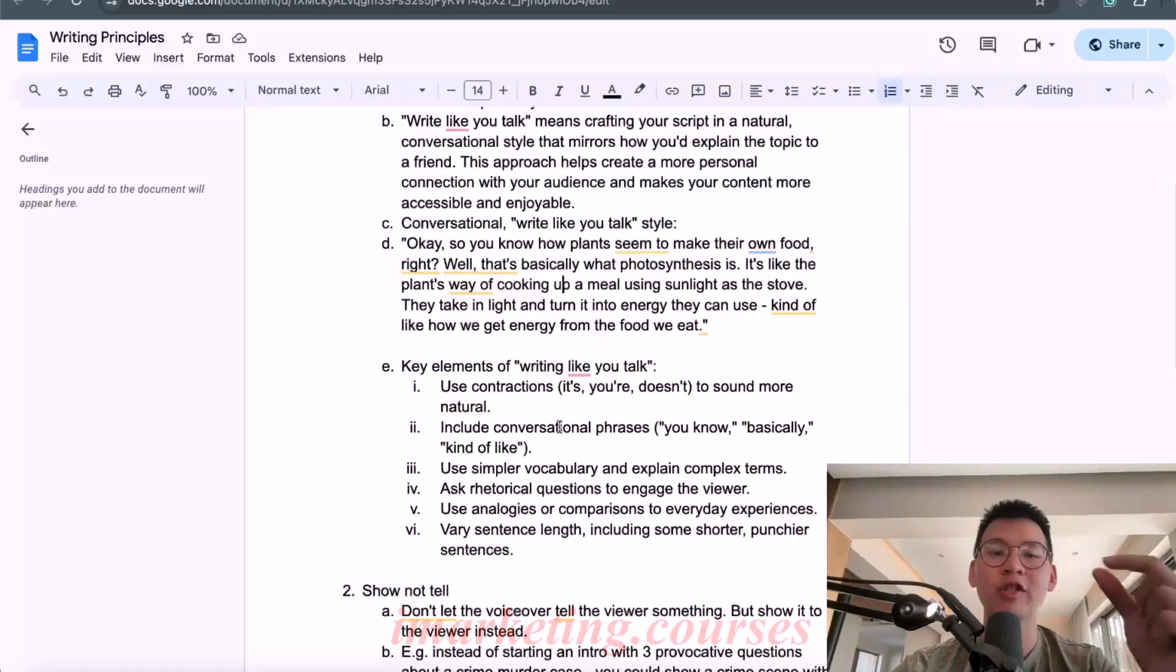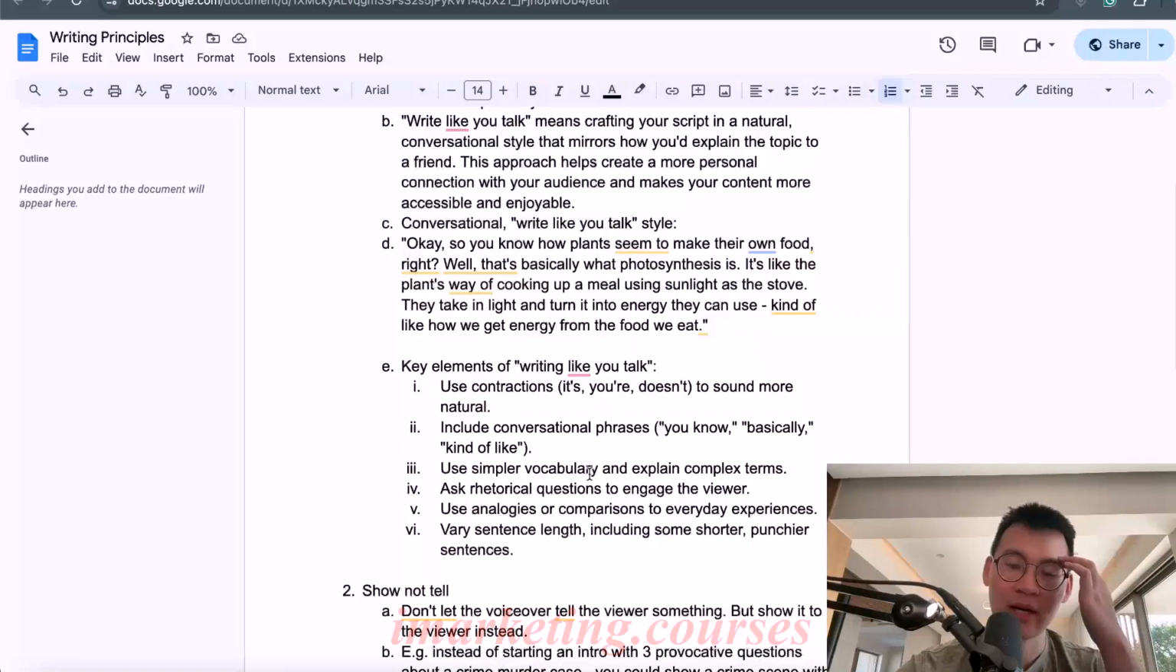So if I were to break down specifically the elements of writing like you talk, you need to, number one, use contractions, like you're, doesn't, to sound more natural. So instead of you are or you will, you replace it like that. Number two, include conversational phrases, so using simpler vocabulary and explaining complex terms. Number three, ask rhetorical questions to engage the viewer. And you don't always want to ask questions, right? When you ask a rhetorical question, the question must actually be effective in order for the writing to be effective. So use rhetorical questions sparingly, but when you use them, they must be very, very effective.